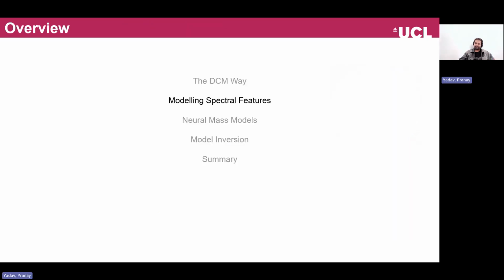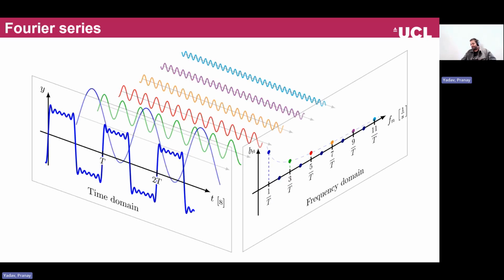So now, what are spectral features? The Fourier theorem says that any signal in the time domain can be expressed as a sum of complex valued sinusoids. This is the frequency domain representation, which consists of different sinusoids, which can vary in their frequency, in their amplitude, and in their offset, in their shift.